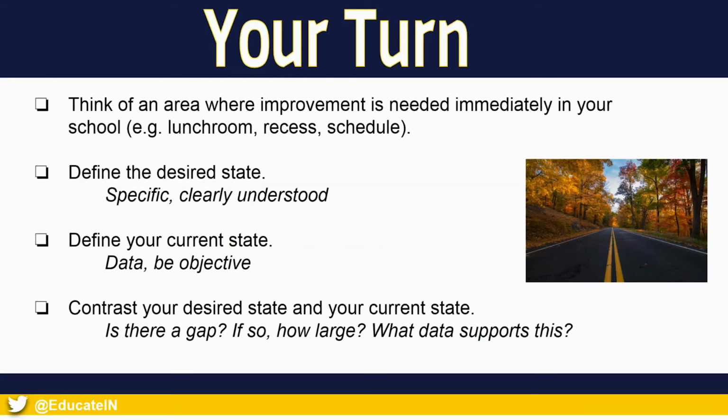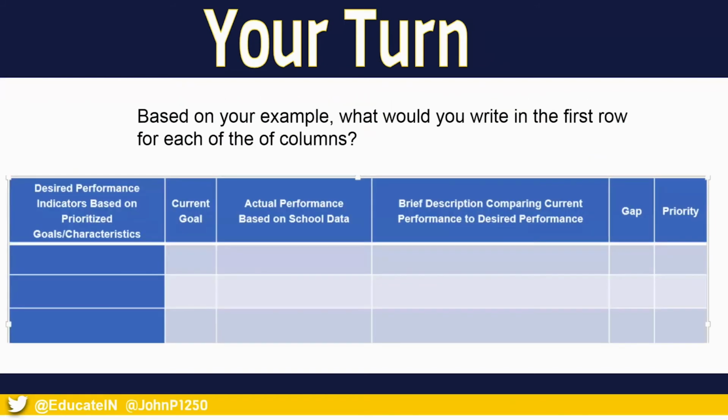In one, you want to define your desired state, and you want to be specific so that it's clearly understood. Define your current state for this particular problem. You may not have data in this case, but you certainly want to be objective and honest. And then contrast your desired state and your current state. Is there a gap? If so, how large? And what data, or in this case, what feelings do you have to support this? If you'd like to try that, you may pause now.